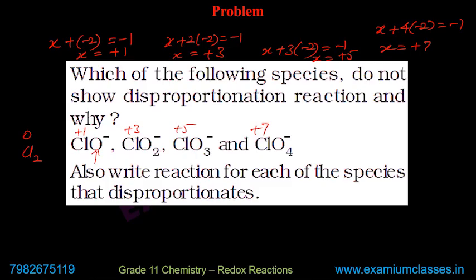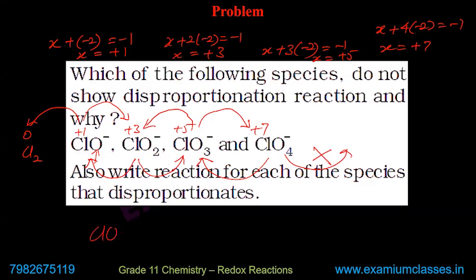So this chlorine can get reduced as well as oxidized. Similarly, this chlorine can get reduced from +3 to +1 and can get oxidized, as oxidation state increases from +3 to +5. Similarly, this one also can get reduced and oxidized. But ClO4 minus can get reduced only, it cannot get oxidized. So it means ClO4 minus cannot show disproportionation reaction.